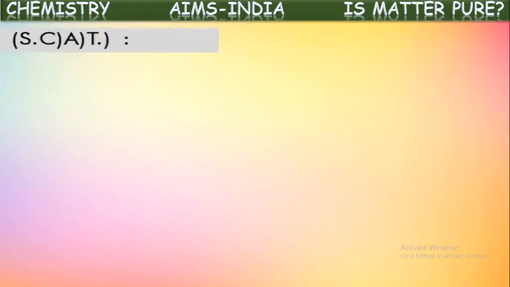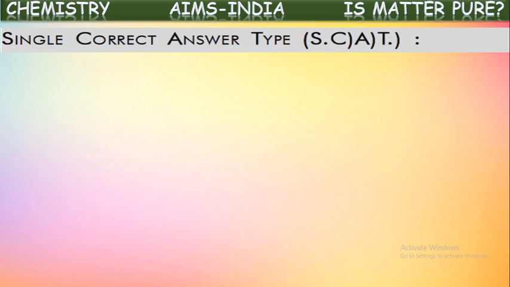Let us see first the single correct answer type questions. Here there will be a question with four options. Out of four, one will be the correct answer, as we know. So read the question and answers carefully and try to answer them.